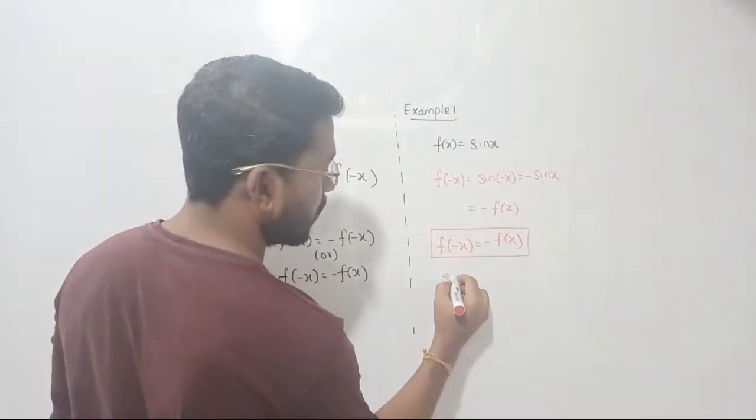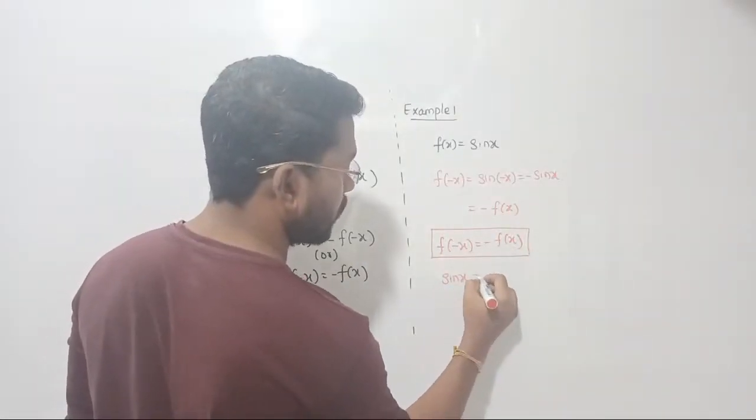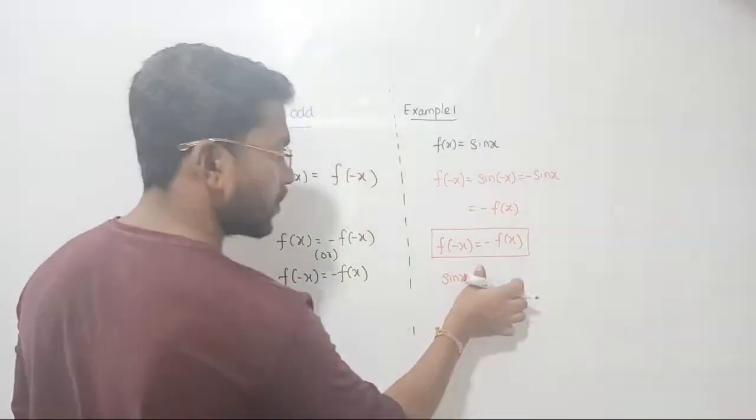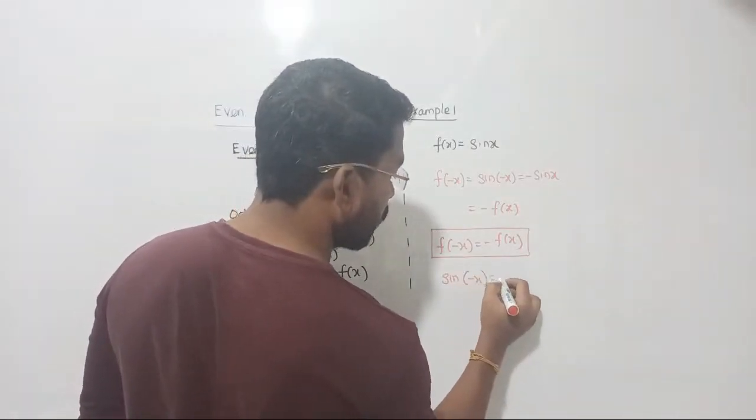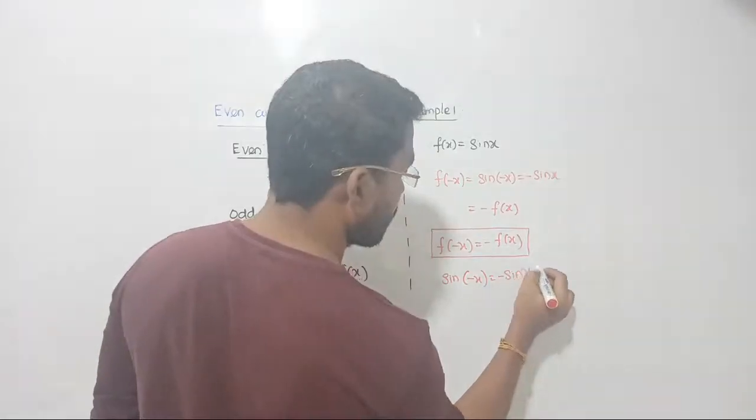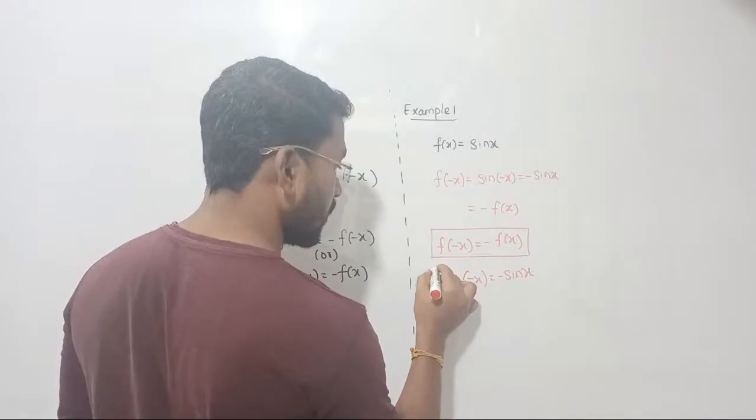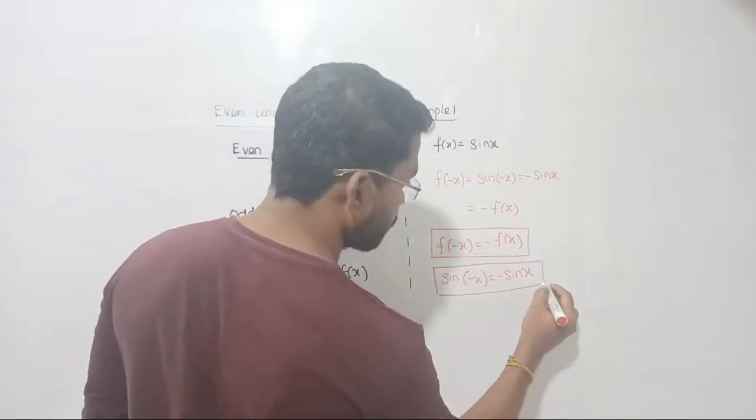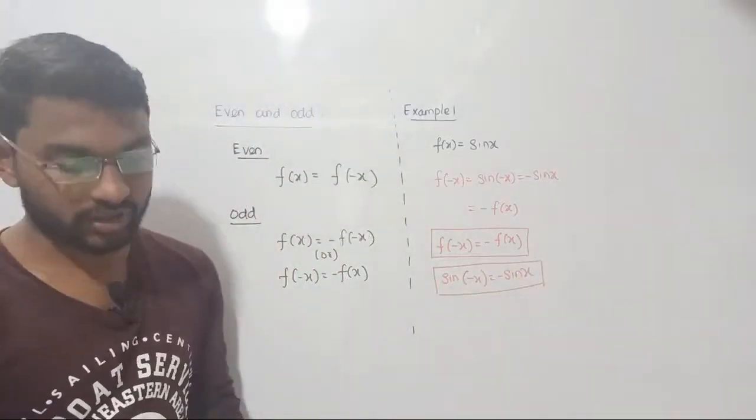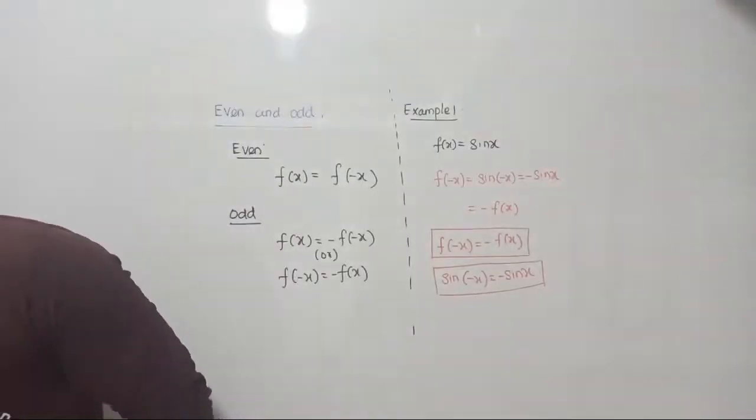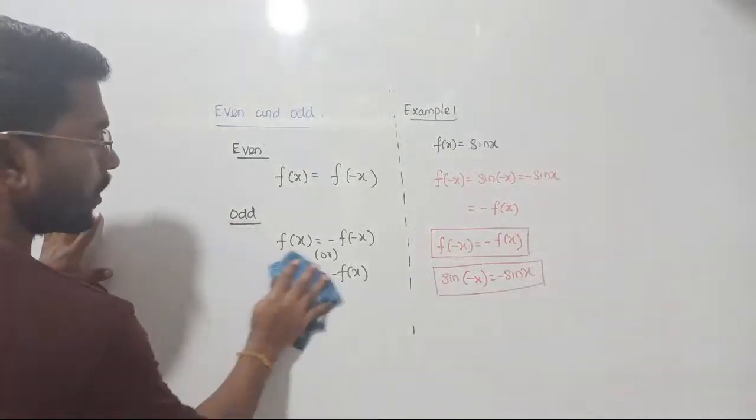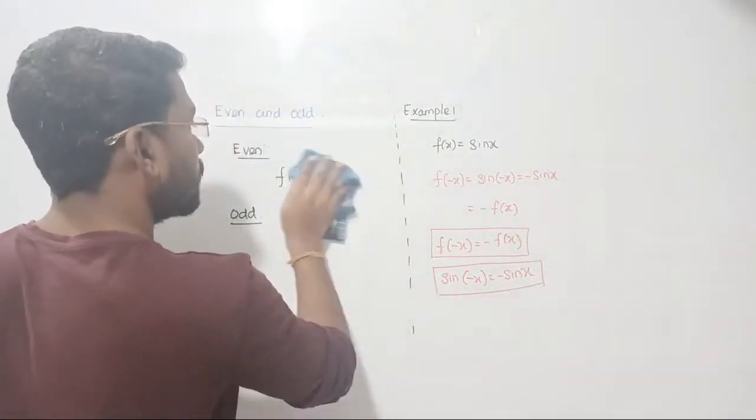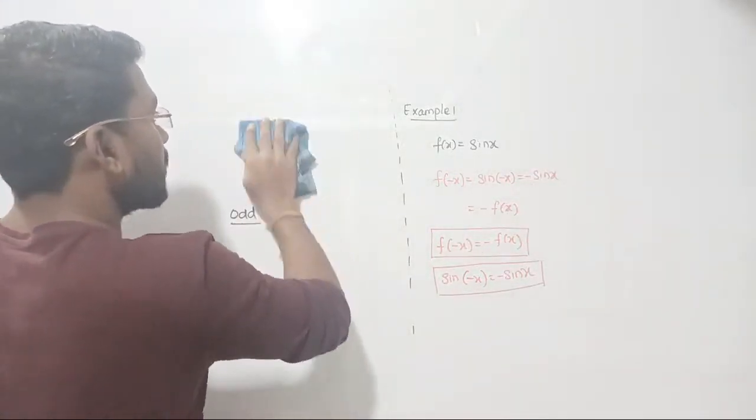It means sin of minus x equals minus sin x. We know these things already. Just remember this one, because that is the odd function, right? So let us discuss the next one. Let us take cos x. You please do it by yourself. Let's take cos x.